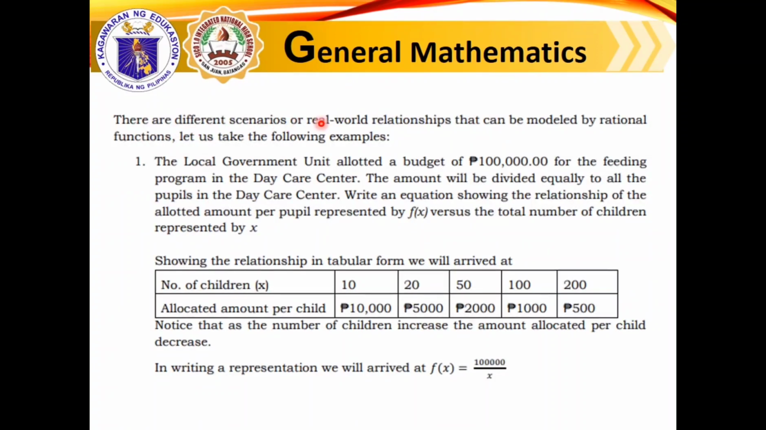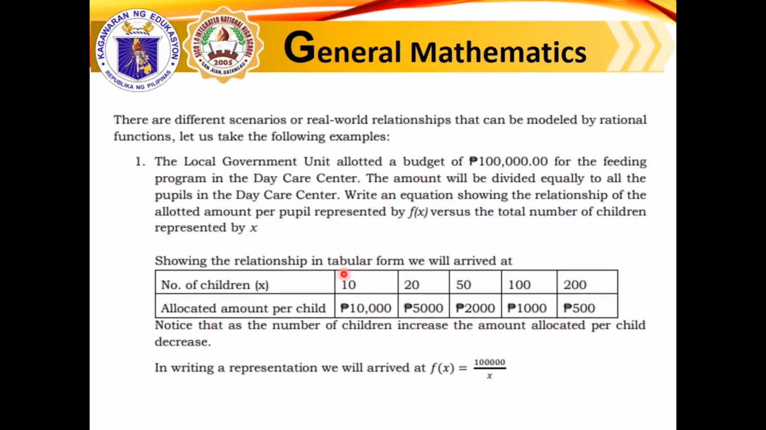There are different scenarios of real-world relationships that can be modeled by rational functions. Let us take the following examples. Example number 1. The local government unit allotted a budget of 100,000 for the feeding program in the daycare center. The amount will be divided equally among all the pupils in the daycare center. Write an equation showing the relationship of the allotted amount per pupil, represented by f of x, versus the total number of children, represented by x.